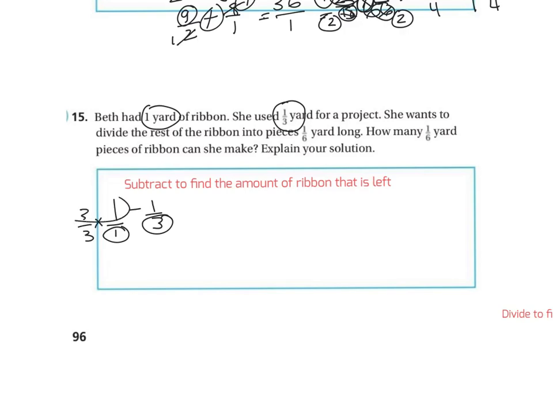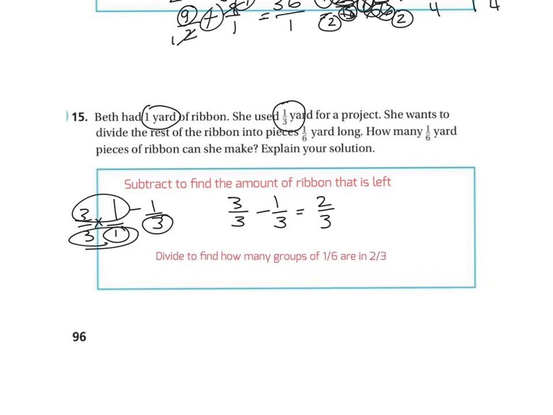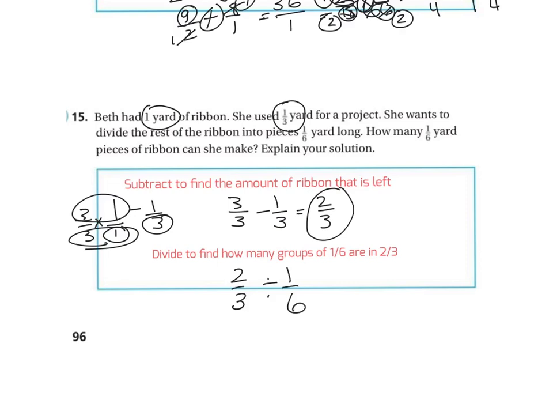So now I get 3 times 1, which is 3, 3 times 1, which is 3. So we have 3 thirds minus 1/3 which is going to give us 2/3. Now that I've done that, I can now divide to find out how many groups of 1/6 are in this 2/3 right here. So I'm going to say 2/3 divided by 1/6.